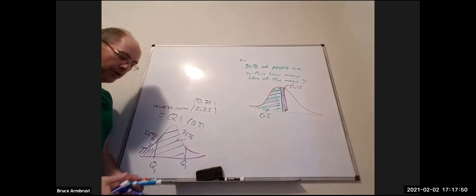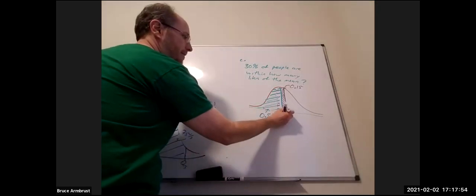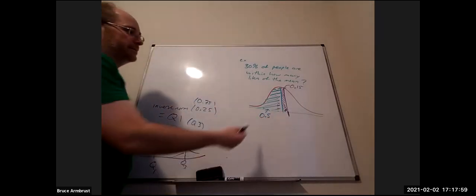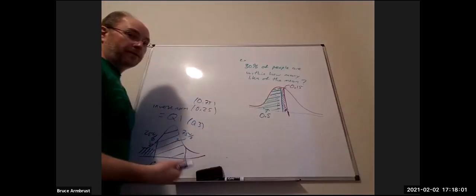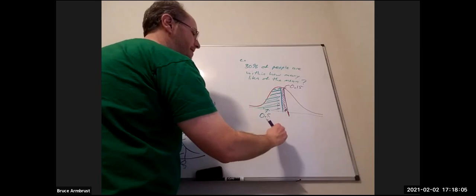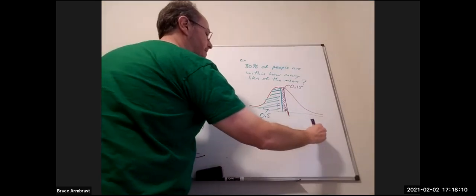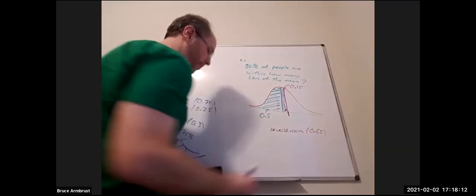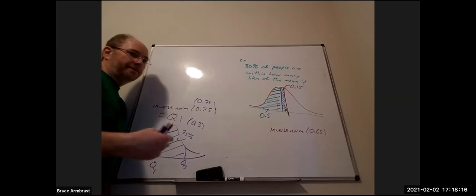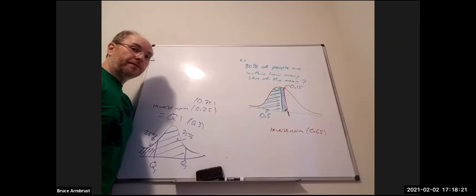So how much total area is there until we get up to this point? Well, we'll take that 0.5 and the 0.15 and add them together, and it's 0.65. So to get this one, we're actually going to do inverse norm of 0.65. And that's going to give me the biggest number for this region.